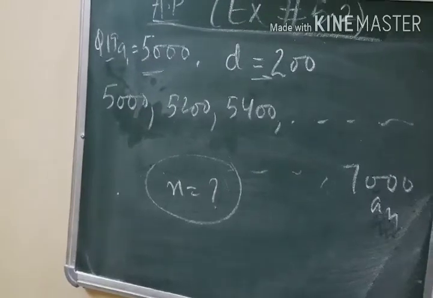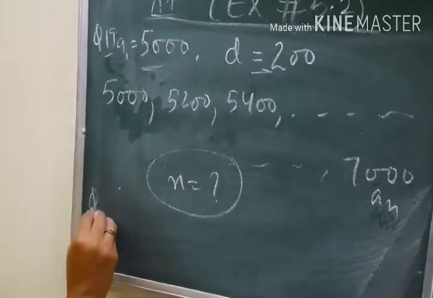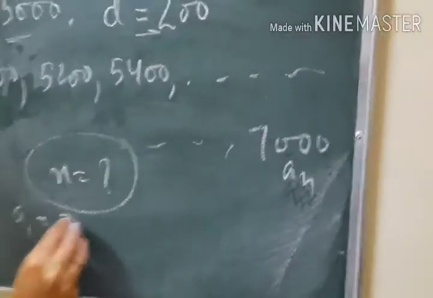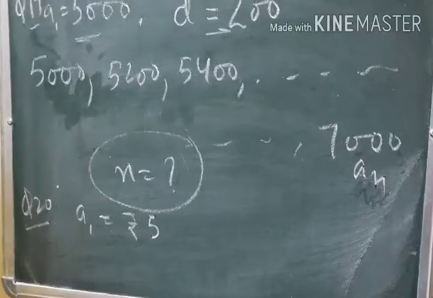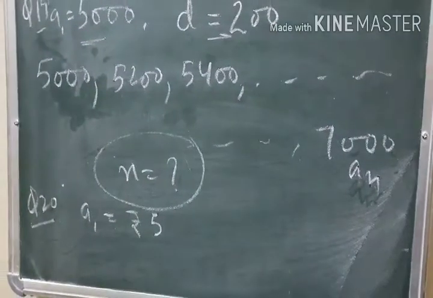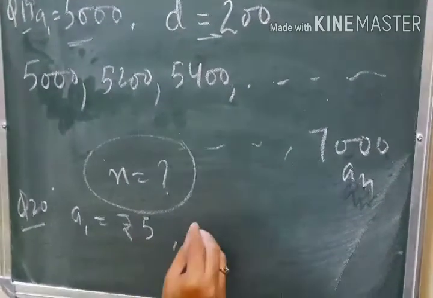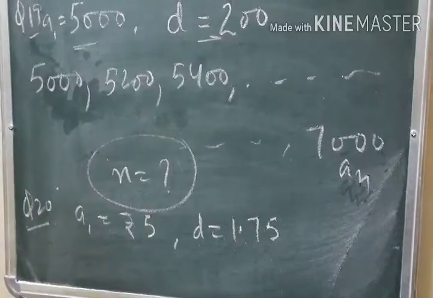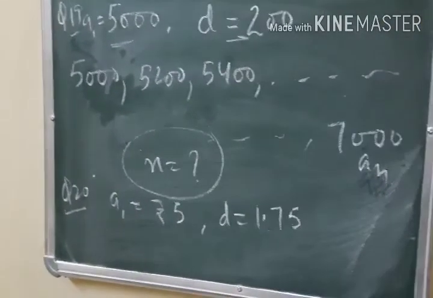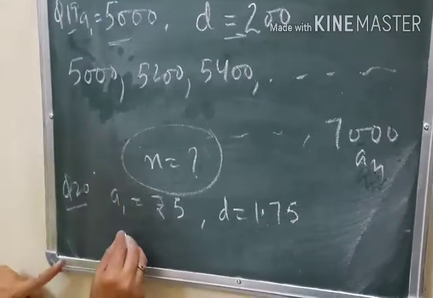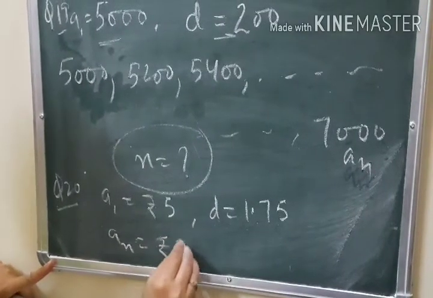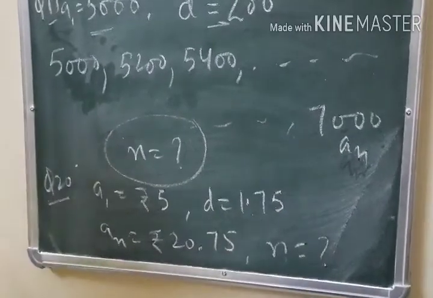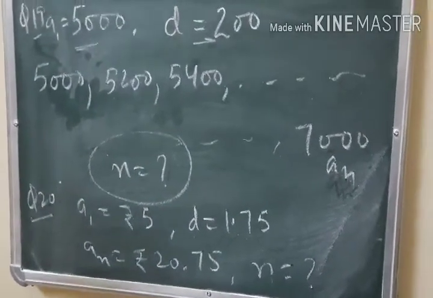Last question, question number 20. Ramkali saved rupees 5 in the first week of a year. That means A1 is given, rupees 5 first week, and then increased her weekly savings by rupees 1.75. Then she starts saving rupees 1.75 every week. So this is your common difference. If in the nth week her weekly savings become rupees 20.75, so nth week means AN is given, rupees 20.75. You have to find n. Same as this question, everything is given. Apply the formula of AN and find n.